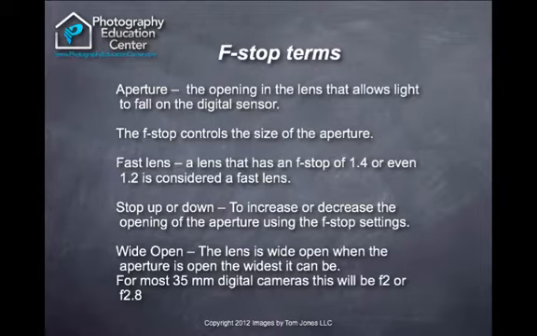F-stop terms. Aperture. The opening in the lens that allows light to fall on the digital sensor. The f-stop controls the size of the aperture. Fast lens. A lens that has an f-stop of f1.4 or even f1.2 is considered a fast lens. Stop up or down. To increase or decrease the opening of the aperture using the f-stop settings. Wide open. The lens is wide open when the aperture is open the widest it can be. For most 35mm digital cameras, this will be f2 or f2.8.